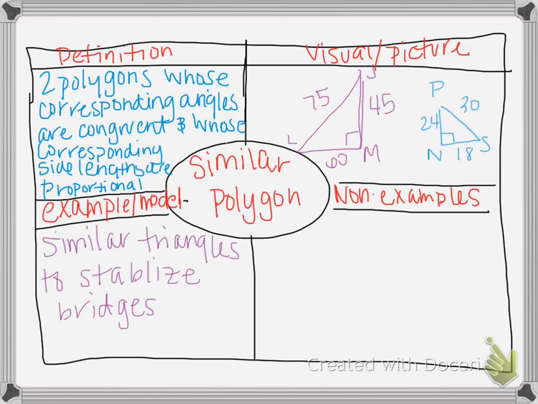Cooper, come to the front. Okay, non-examples. So what is this not? So if I had a hexagon right there and a triangle, those are not similar polygons. First off, they have completely different sides.